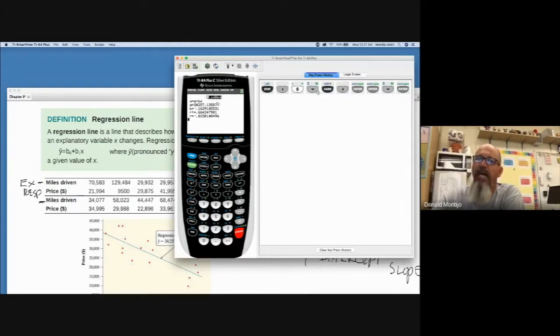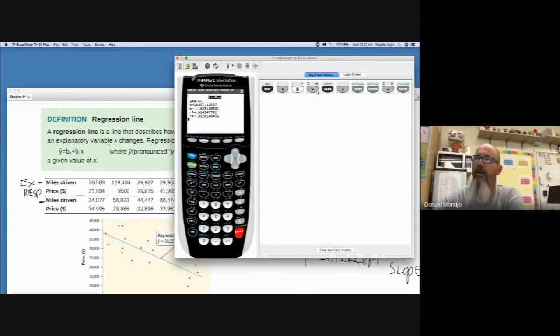These calculator steps might be a little daunting at first, and don't worry about it. It's not a big deal. Don't get too hung up on the calculator. Worry about what it is that we're trying to do. We're trying to use the X. If we know the X value, can we use that to predict the Y value? And in our example here, we're trying to use the number of miles on our truck to predict the price that we could sell that truck for.